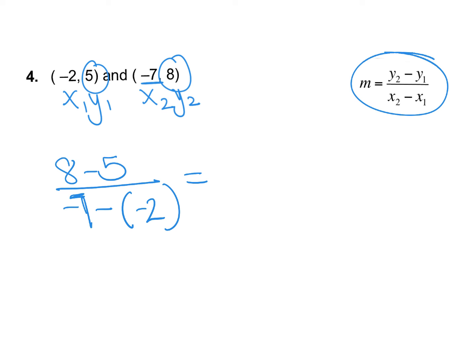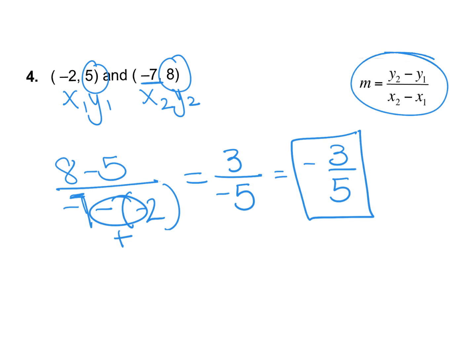All right, so 8 minus 5 is 3. Two negatives make a positive, so I have -7 plus 2. So I'm going to have -5. And I can leave it like this, or I can write my negative in the front. It really doesn't matter. My slope for this one then is -3 all over 5.